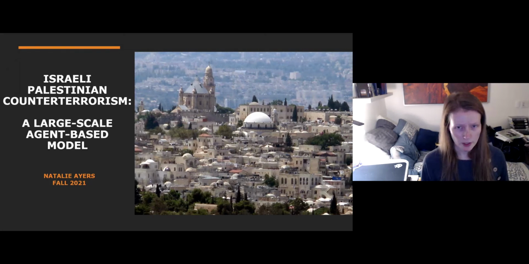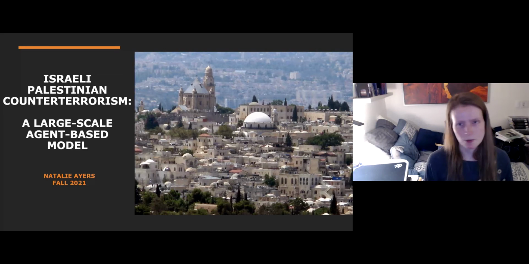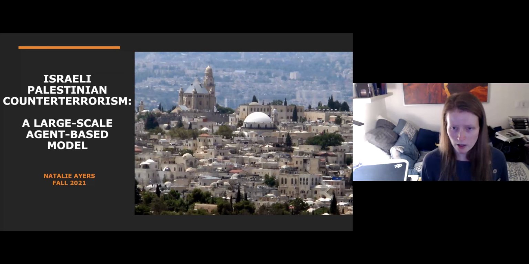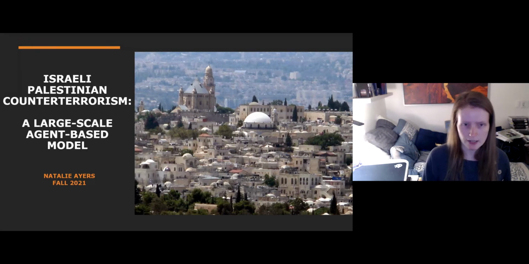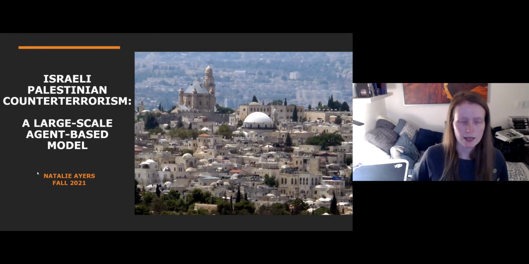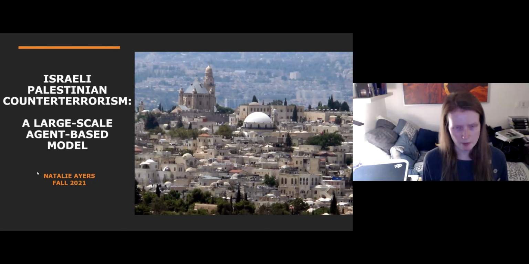For this reason, I only include Palestinian terrorist agents in the model for simplicity as well, but this is not at all to say that there is only one side that's responsible for the violence in this very complex conflict, and in the future I do hope to expand the model to be more representative of the true state of affairs. For the modeling, I'm using Mesa, which is an open source package for agent-based models.